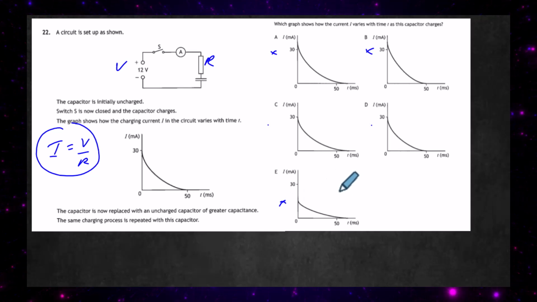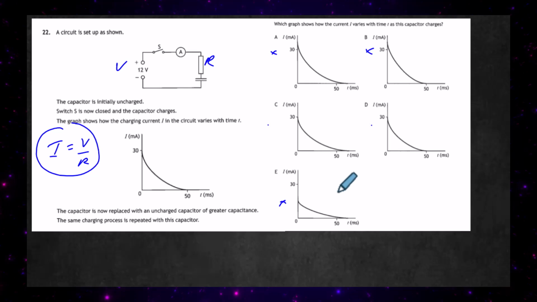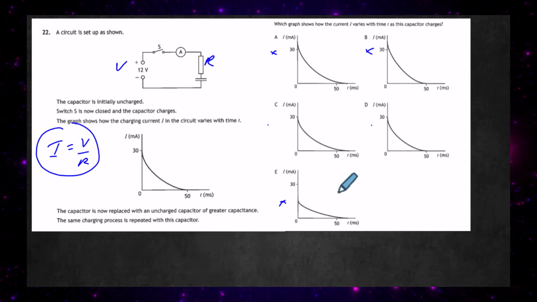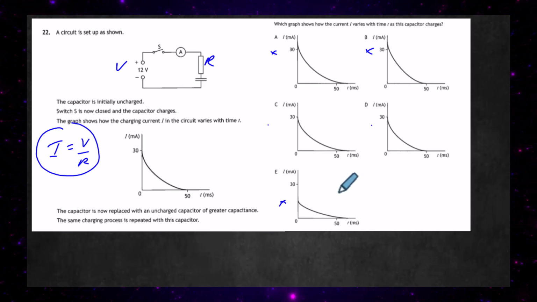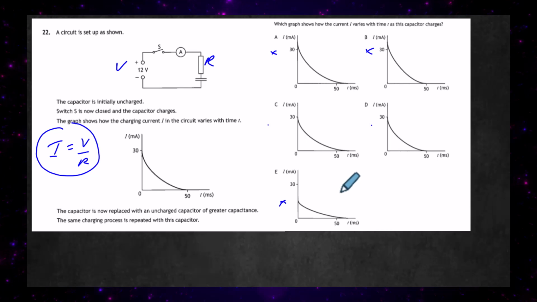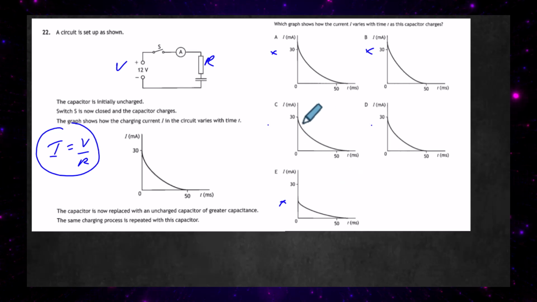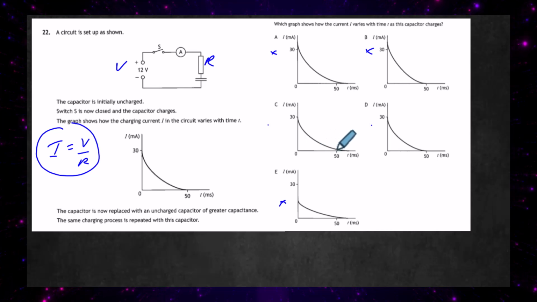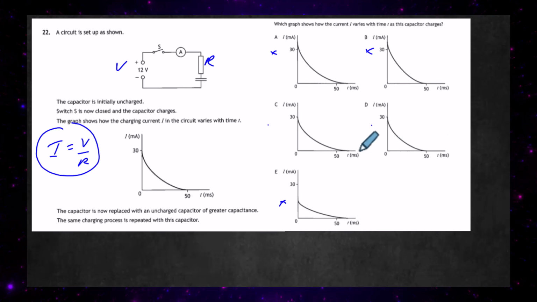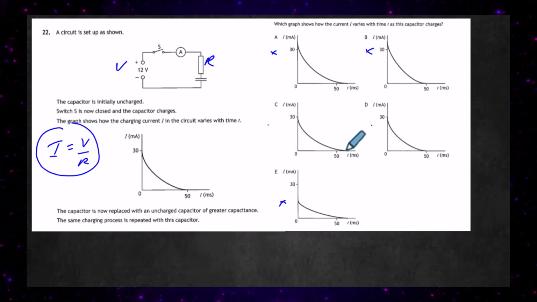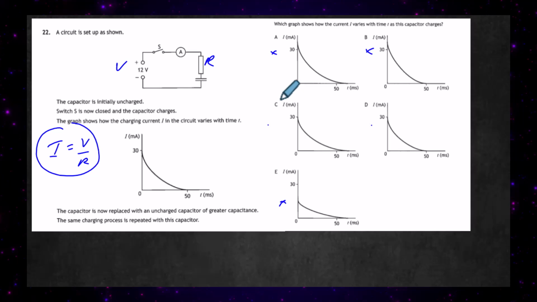Well, if we have a larger capacitor, it's just like talking about a glass. If we fill a glass of water from the sink and we replace it with a bigger glass, it's going to take longer to charge up. So what we're looking for is the same maximum current, but a longer charge time. And it's this one here, because it's going to take longer to charge up. This one here is going to take the same amount of time. This one is going to take longer. So the answer to that question is 22C.